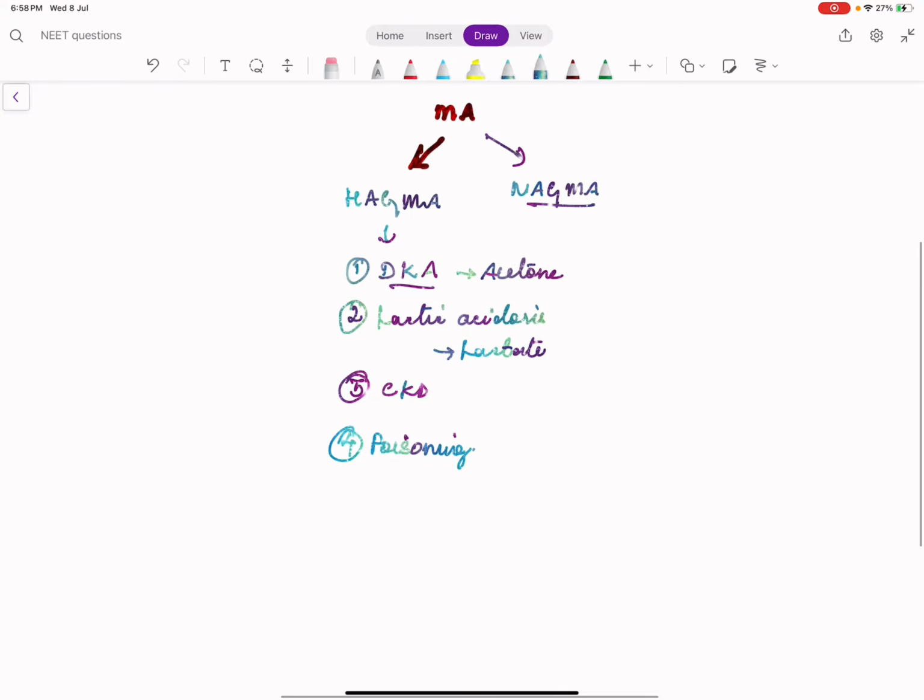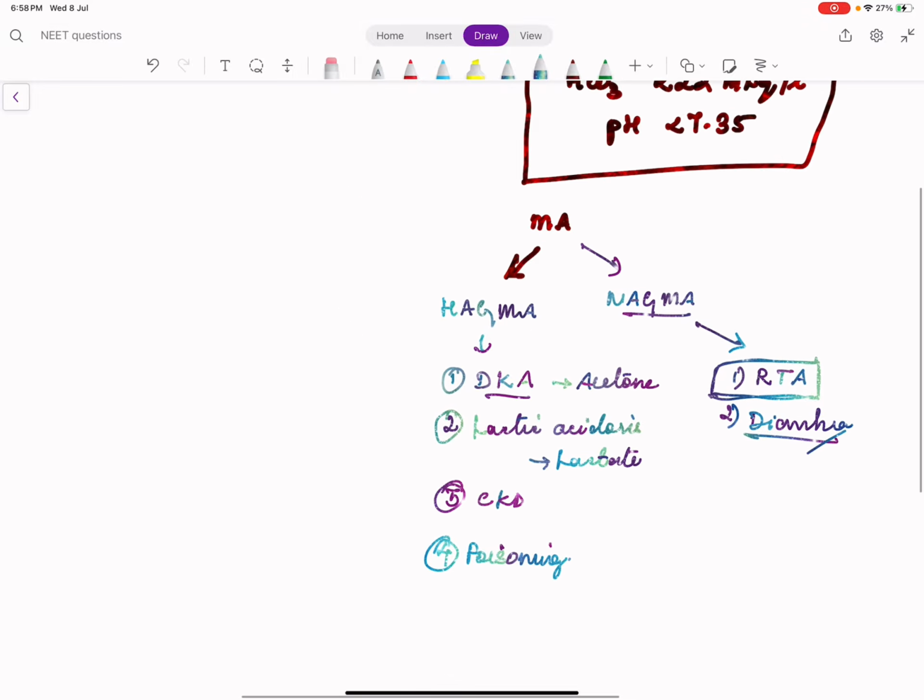And we have normal anion gap metabolic acidosis. Usually there is one disease, renal tubular acidosis. If you remember this one disease, it is enough. And the second one is diarrhea. Any cause of GI loss causes normal anion gap metabolic acidosis, because GI secretion is basically bicarbonate. It is a base. When bicarbonate is lost, it leads to acidosis. What type of acidosis? Normal anion gap metabolic acidosis.